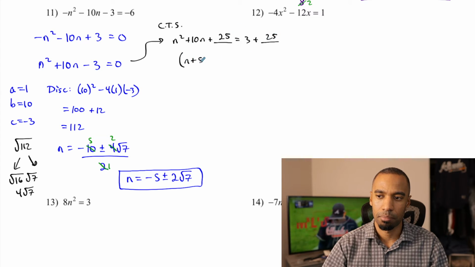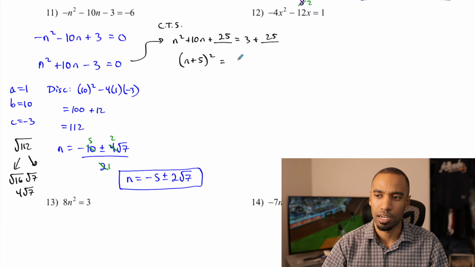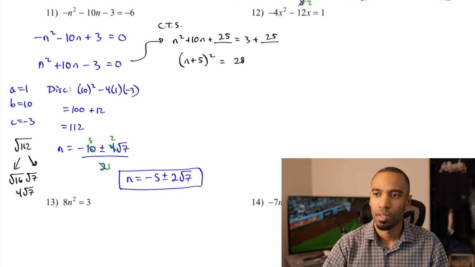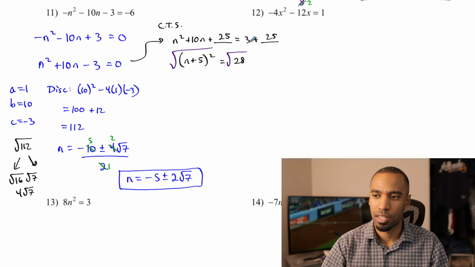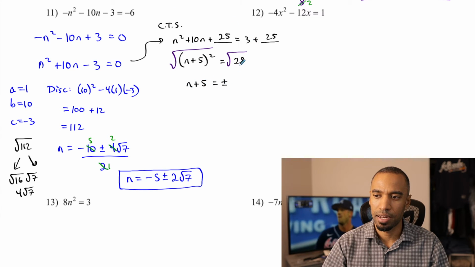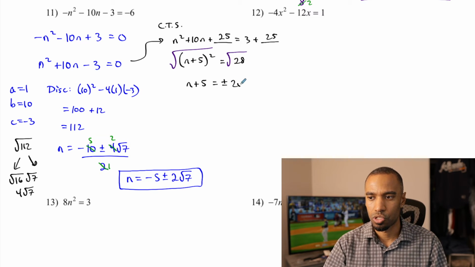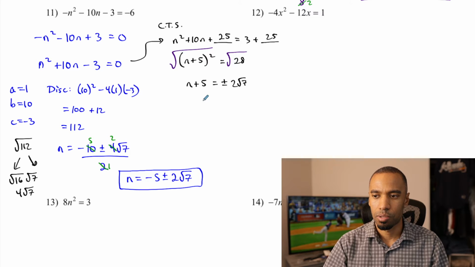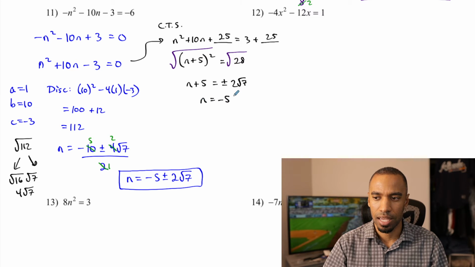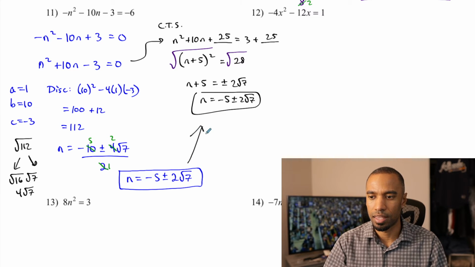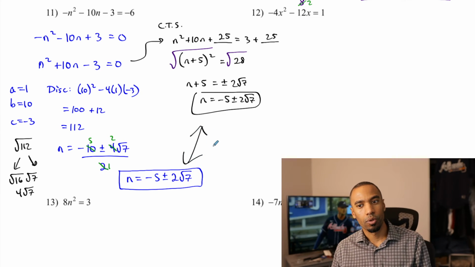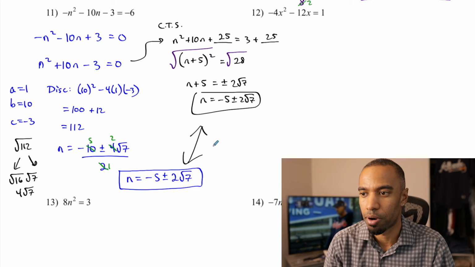This factors to n plus 5 quantity squared, and that number is 28. Now I'll take the square root of both sides there, and I get n plus 5 equals plus or minus. Now root 28 is root 4 times root 7, so that's 2 root 7. And then subtract 5 from both sides, you get n is negative 5 plus or minus 2 root 7. So we still get the same answer here as we got there. I don't know which one you preferred more. You might argue that they're probably the same amount of steps.